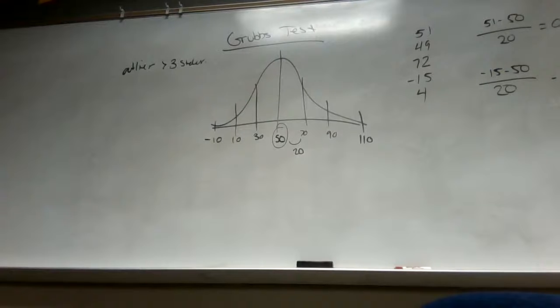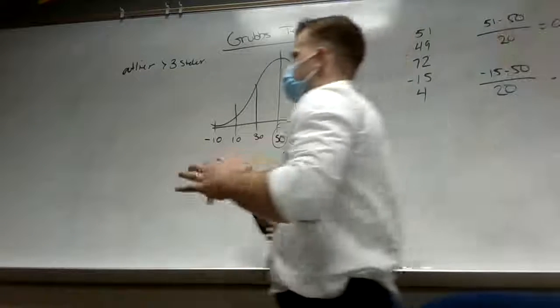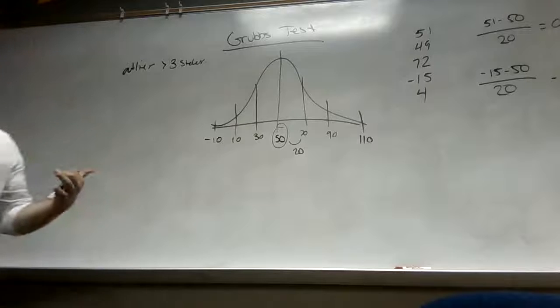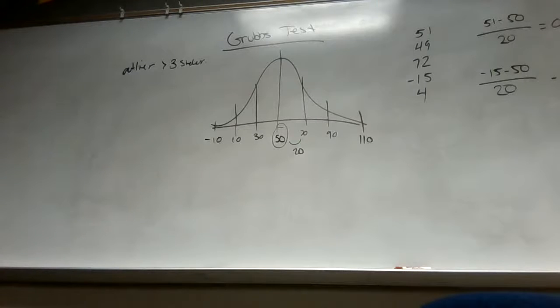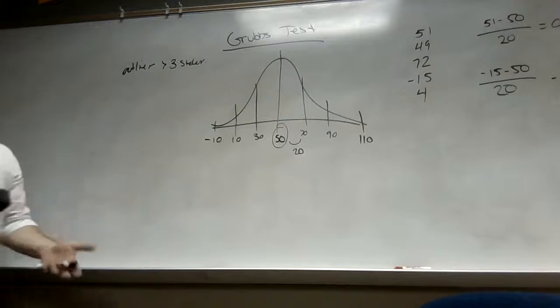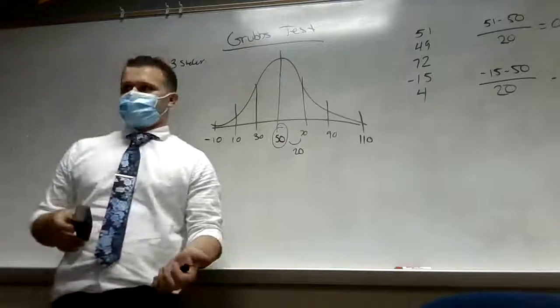That is greater than 3 standard deviations away from the mean. We would define that as an outlier. Is that clarified? Perfect. This isn't really the true Grubbs test, but for your purposes, you're going to be determining if something's an outlier based on how many standard deviations it is away from the mean, regardless of your sample size. Cool.